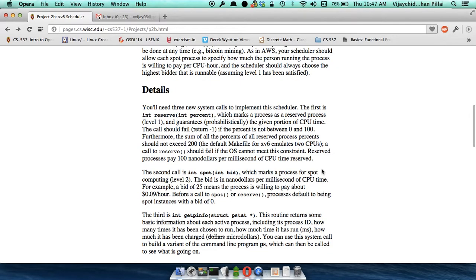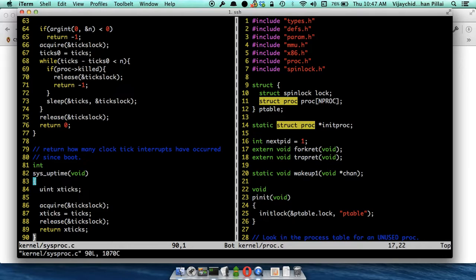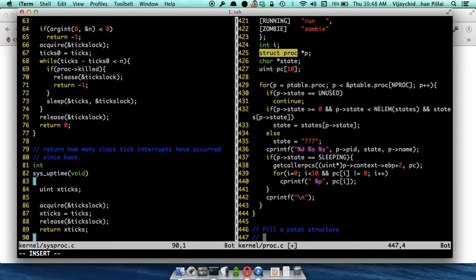So one thing people have been getting confused about is how do I actually get this information, which will be in kernel proc.c, all the way to kernel sysproc.c. This is where you will actually be defining your new system calls. How do I actually access ptable in here, because it's a global variable in the proc file? An easy way to do this is to have functions in your sysproc file like sys_spot or sys_reserve, and then have them call functions in the proc file. So define a new function in here which will fill a pstat structure.